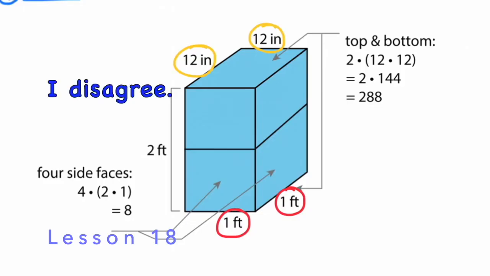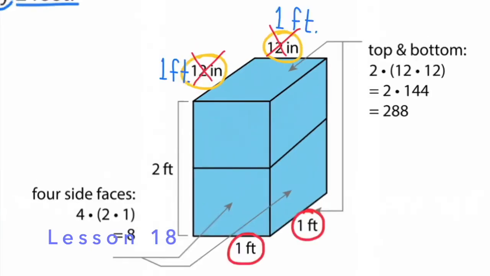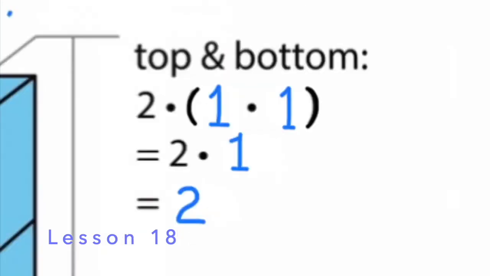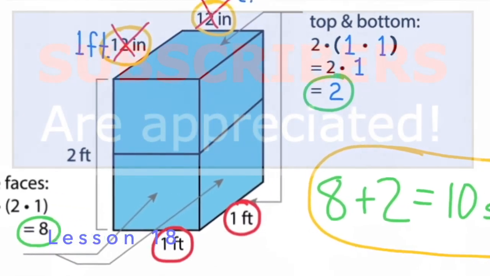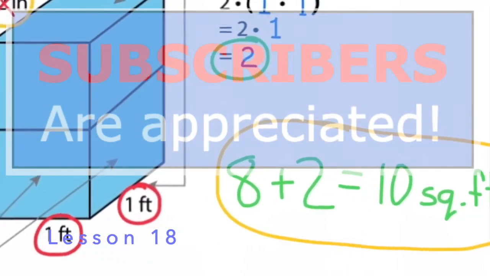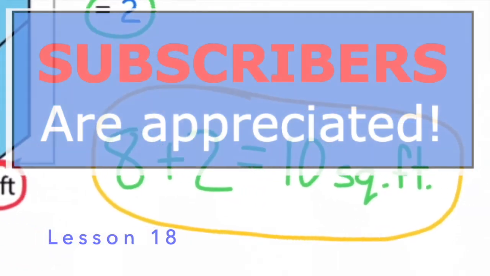I disagree. Elena calculated the area of the top and bottom faces in square inches, but she calculated the side faces in square feet. To stay consistent with her measurements, she could change the 12 inches to 1 foot. Now the surface area for the top and bottom would be calculated by multiplying 2 times 1 times 1, and that would equal 2 times 1, which is 2. The area of the 4 side faces, which is 8, and the area of the top and bottom faces, which is 2, would combine for a total surface area of 10 square feet.